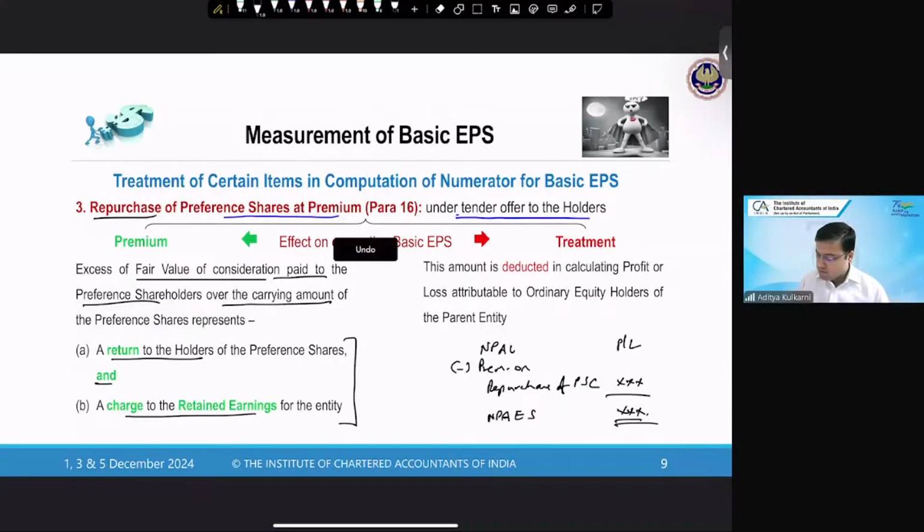Any doubts? Okay, repeat the treatment part.